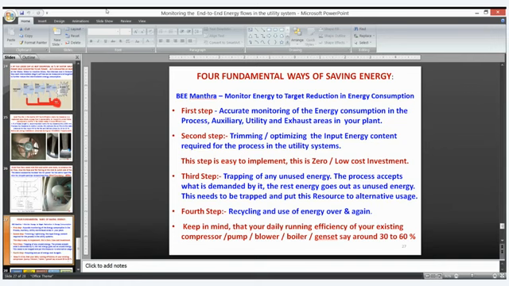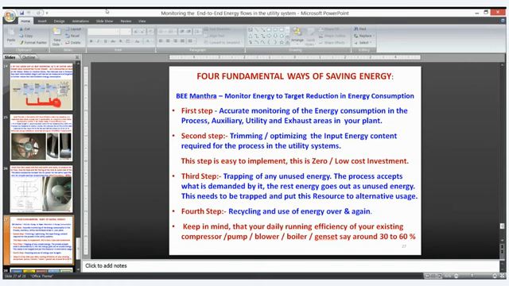That needs to be trapped and it is to be used. It's a low grade heat, but definitely it is worth the usage as such. So fourth is the recycling and usage of energy over and again. The recycling is definitely becoming an important area or domain for achieving the circular economy.